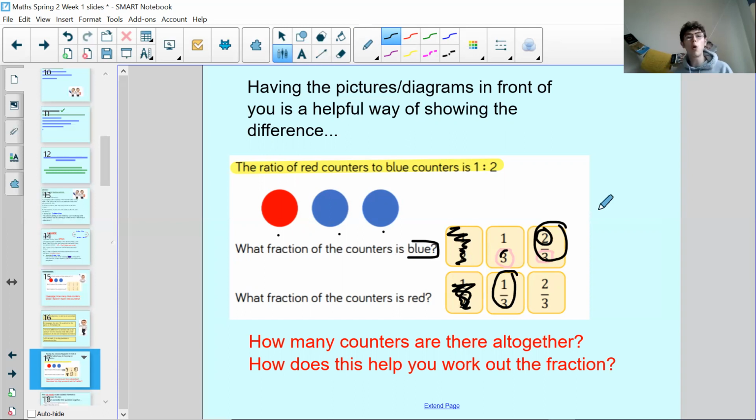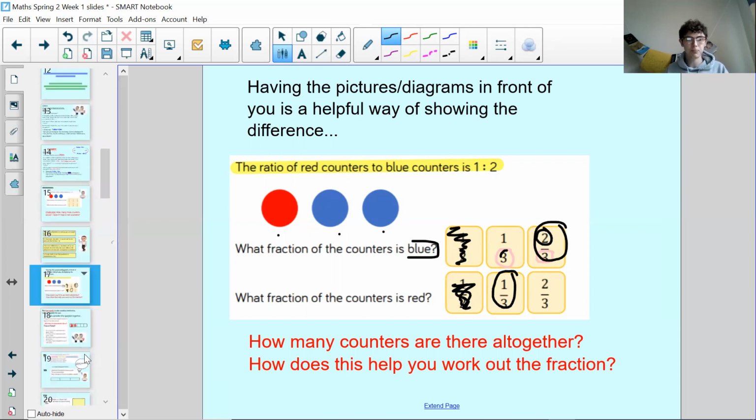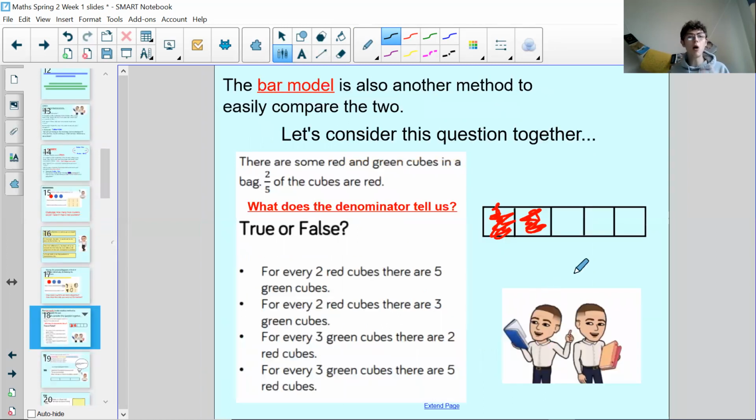For every 1 red counter, there are 2 blue counters. Okay, so the bar model is also another method that we can use to easily compare the two. Okay, so we've been using the bar model across lots of topics, and it can also be applied here. So let's consider this question together.